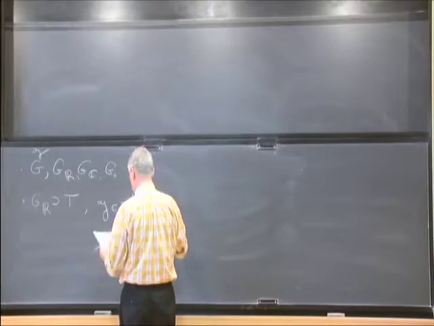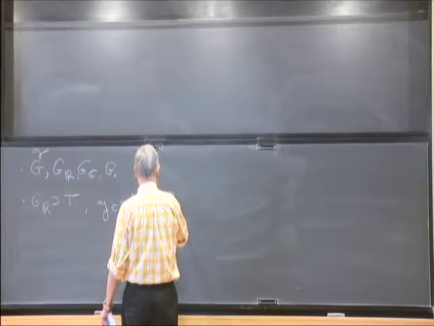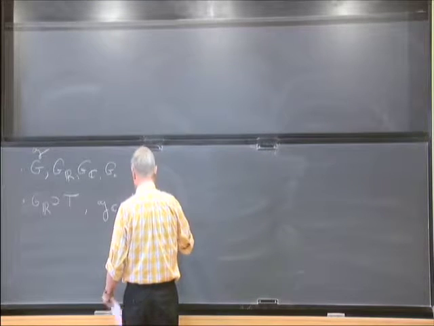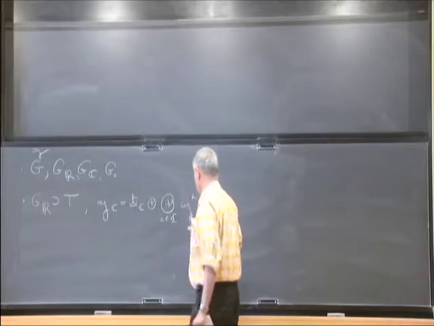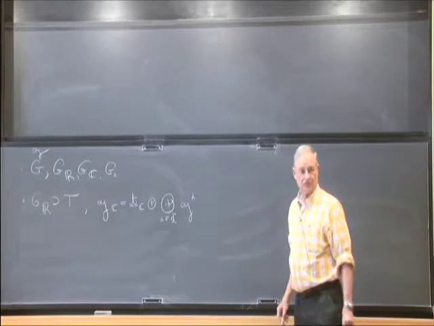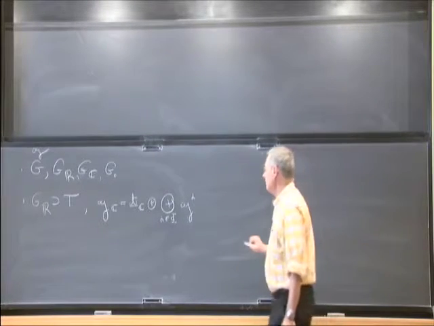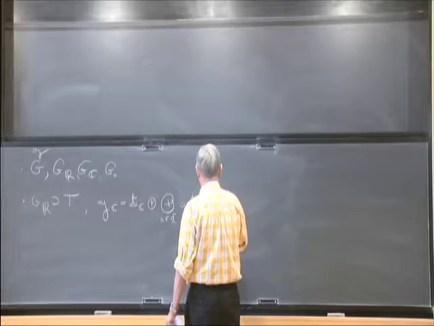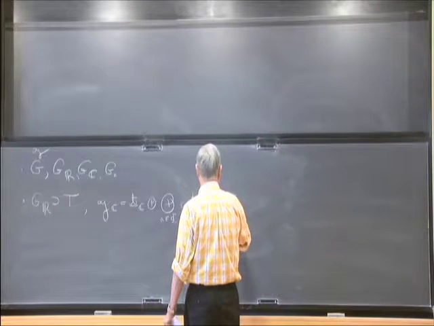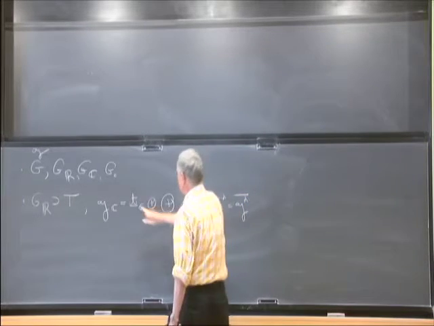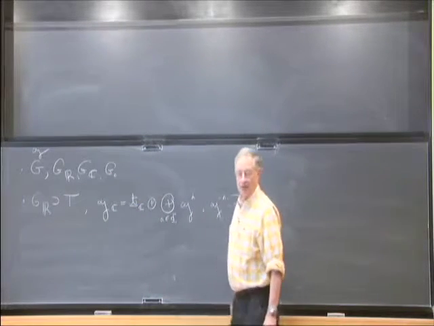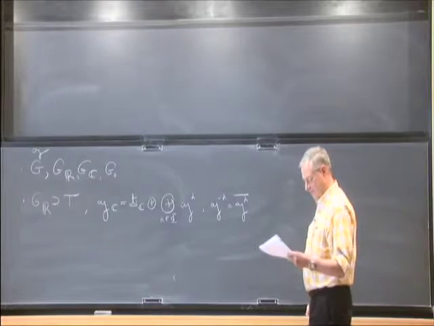Direct sum, the root spaces, which here I'll denote by capital phi, the set of roots. And these are the root spaces. It's sort of standard notation, with also the convention that the root space for the negative of alpha is the conjugate, relative to this compact form, of the root space for alpha.